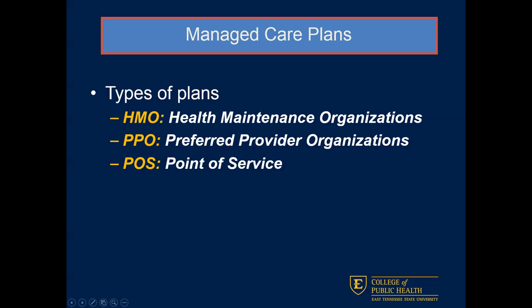So that's really how I set this up to talk about the three types of plans that we're going to be concerned with here. So HMOs, health maintenance organizations, PPOs, preferred provider organizations, and then point of service. And remember too, HMOs are most restrictive, then you have point of service as your second least restrictive, and then your overall least restrictive is going to be your preferred provider organization.